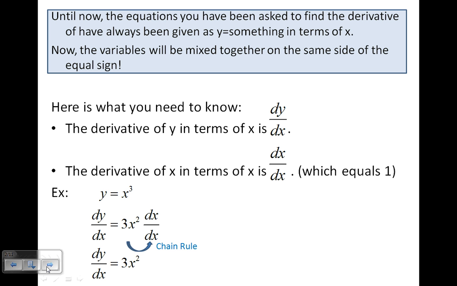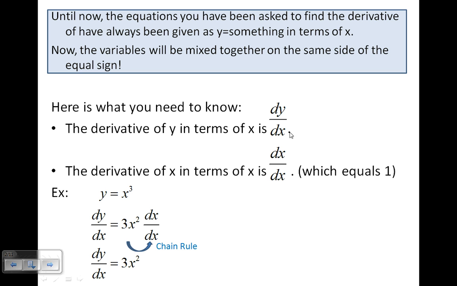So when I look at this slide, basically what you need to remember is that in the past when you were taking the derivative of y, we usually called it y prime. You can also call it dy over dx. And then when you're taking the derivative of x, we usually call that 1, which is the same thing as dx dx.